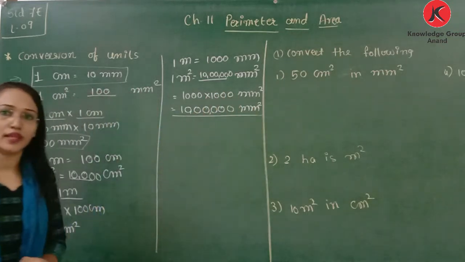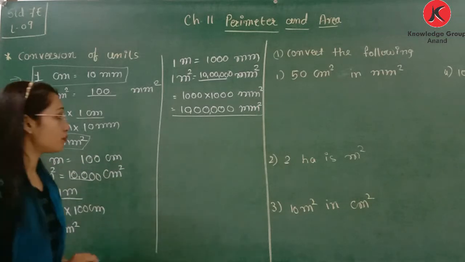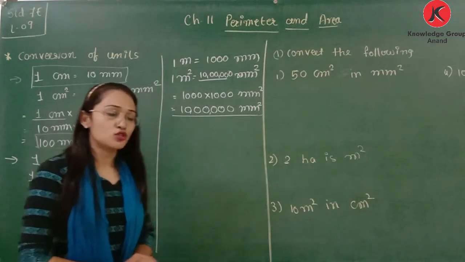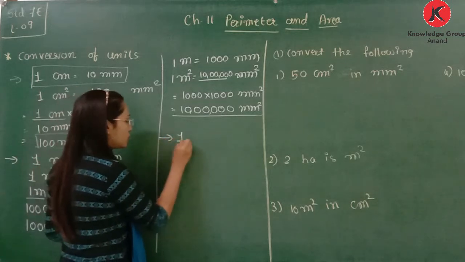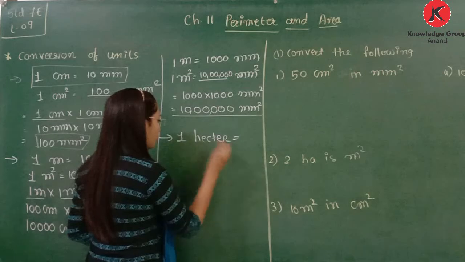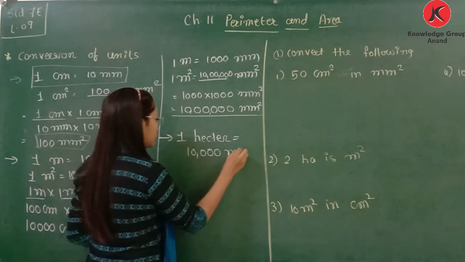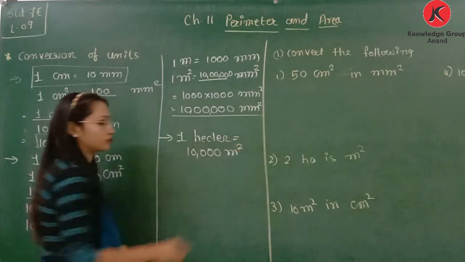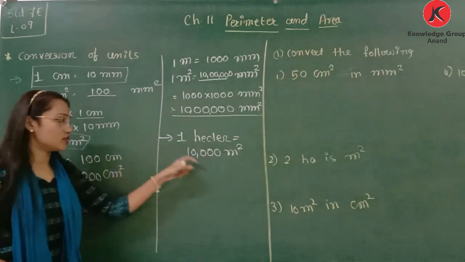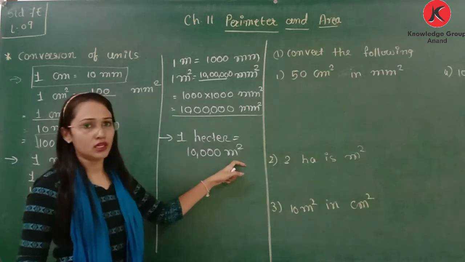Now, one more unit: how can we measure the area of a field? That we measure in hectare. So 1 hectare, that is also one unit, is equal to 10,000 meter square. That is also a unit for measuring any field.